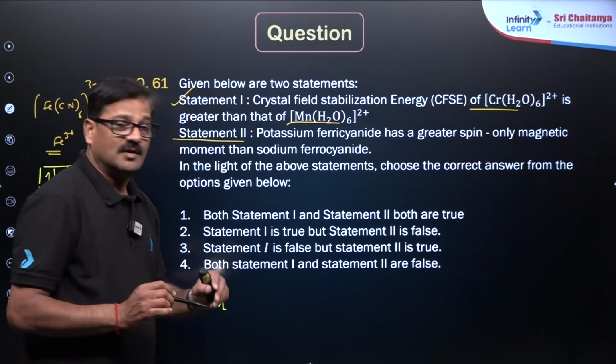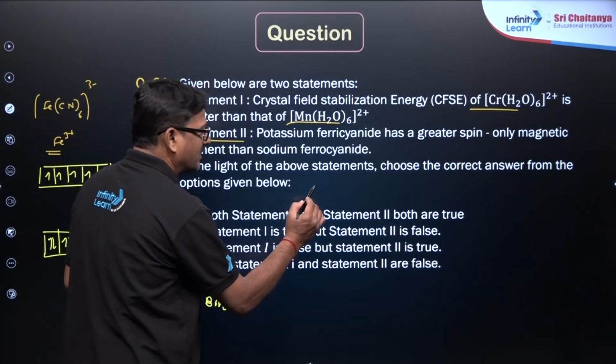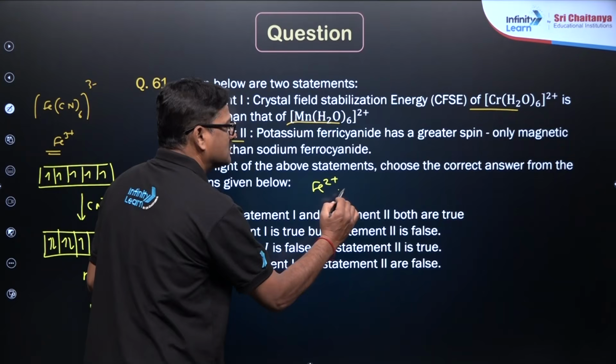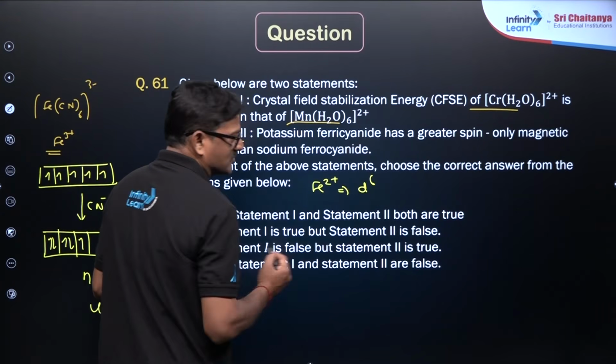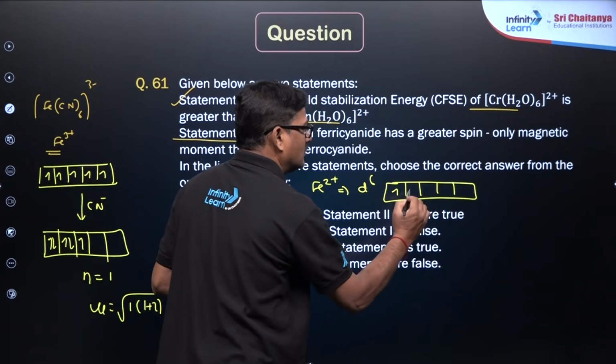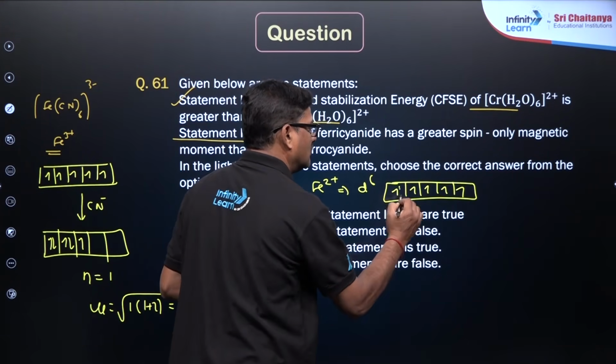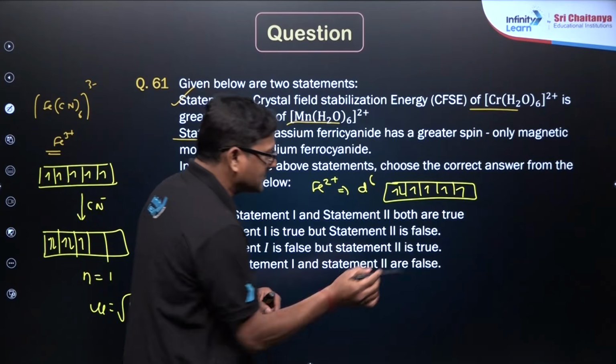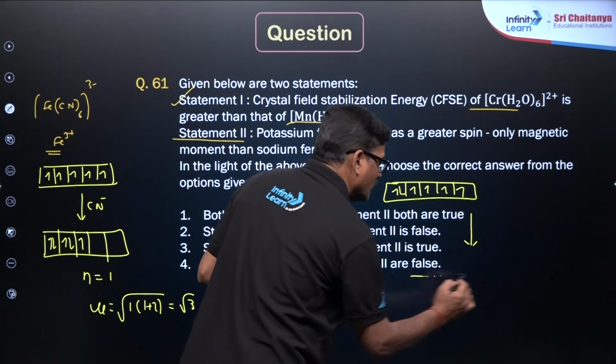When it comes to the ferrocyanide, it is going to be Fe2 plus. So in this, it is going to be d6 configuration. In this d6 configuration, if CN minus comes into the picture, it is going to be like this.